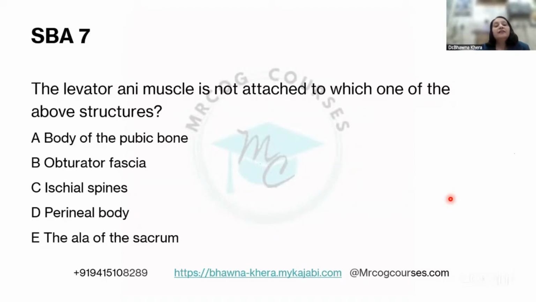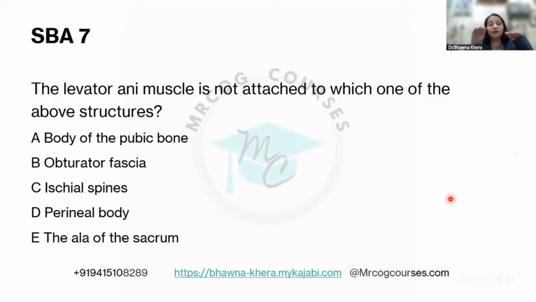Okay. The levator ani muscle is not attached to which one of the above structures? Body of the pubic bone, obturator fascia, ischial spines, perineal body, or the ala of sacrum. To which one is the levator ani not attached?